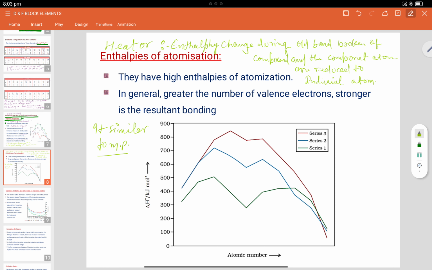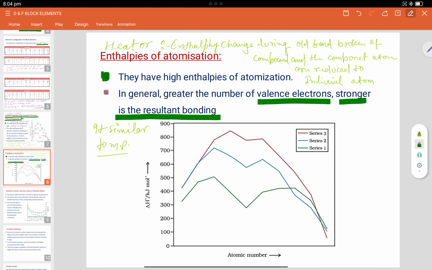They have high enthalpy of atomization. What they have? D block elements. They have high enthalpy of atomization. In general, greater the number of valence electrons, stronger is the resulting bonding.